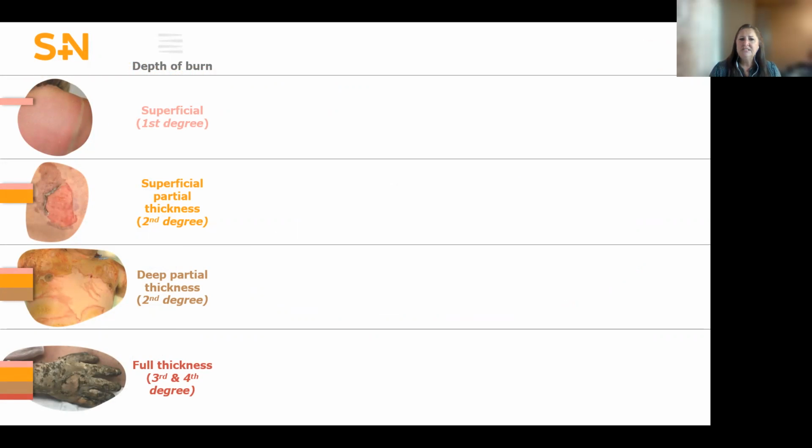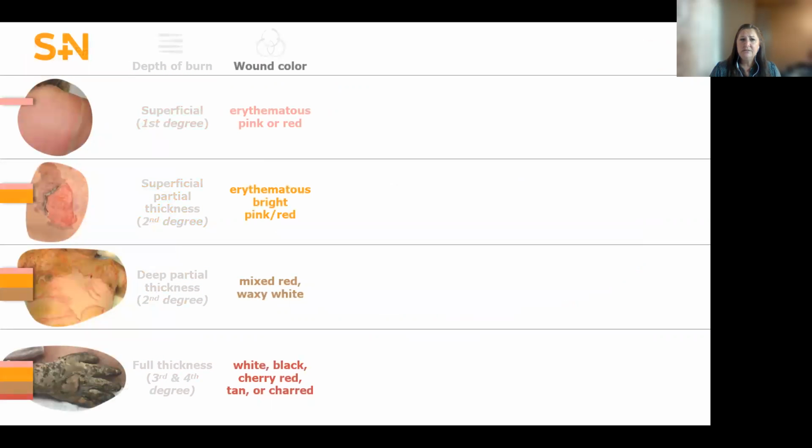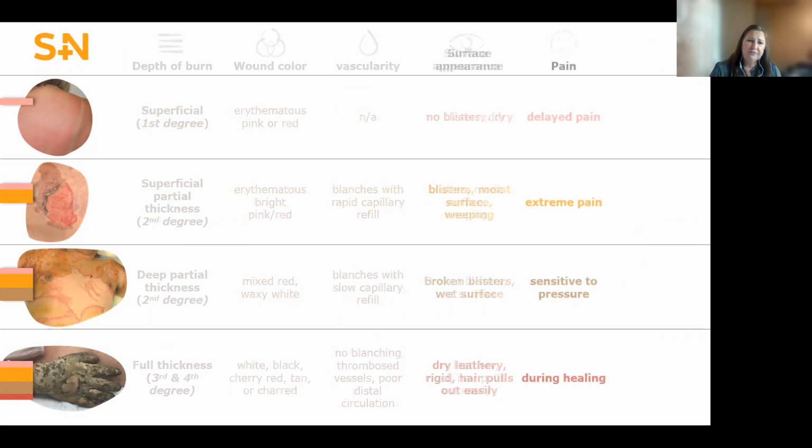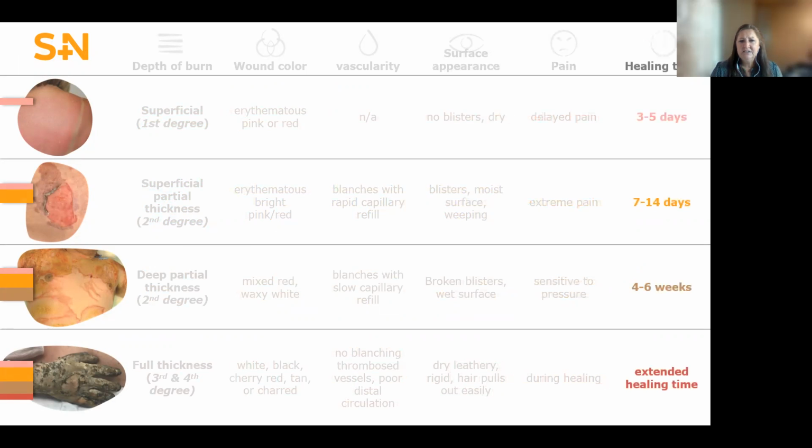Ashley, I'm going to have you just go ahead and click through these. What you're seeing here is a quick snapshot of the four: superficial, deep partial, and full thickness. And it's a nice little look at the depth of the burn on each, the wound color, vascularity, the surface appearance, the presence of pain, and the healing time. And it's a really good look at the difference between the four, and especially when we're looking between the superficial partial and the deep partial.